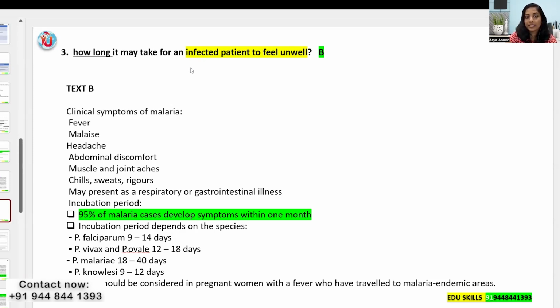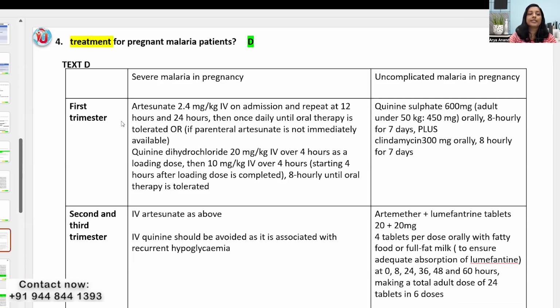So when the symptoms will be visible, or when can we find out the symptoms? Okay, this is malaria. So they have asked regarding that, how long it may take for an infected patient to feel unwell. That means when we can find out the symptoms. So from text B, here they have mentioned 95% of malaria cases develop symptoms within 1 month. So how long will it take? 1 month. So our answer is text B. Then we'll move to next question.